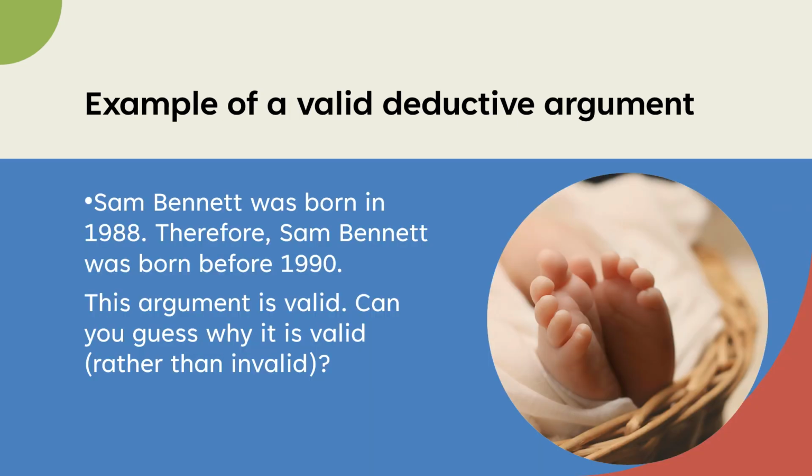Now, before we get into what invalidity is, let's look at an example of a valid deductive argument. Here's the argument. Sam Bennett was born in 1988. Therefore, Sam Bennett was born before 1990. This argument is valid. Can you pause the video and take a guess as to why the argument is valid?